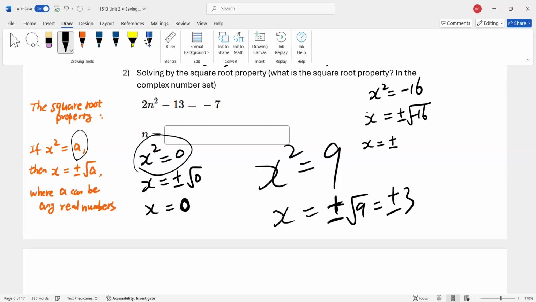Okay, it's been a while. What is the square root of -16? What is the square root of -16? Square root of a negative number.